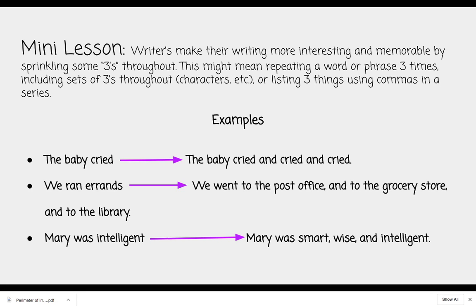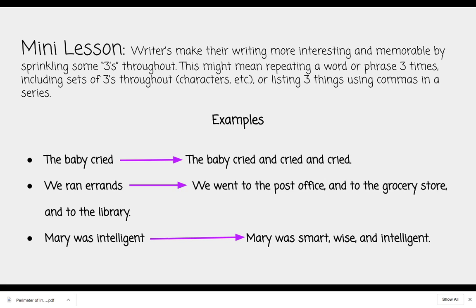We can also say, instead of just saying we ran errands, maybe we want to convey to our reader that we were really busy that day. Instead of just saying that, we could say we went to the post office and to the grocery store and to the library. We can also do it by listing using commas in a series. For example, Mary was intelligent. Instead of just saying that, we can change it to Mary was smart, wise, and intelligent.